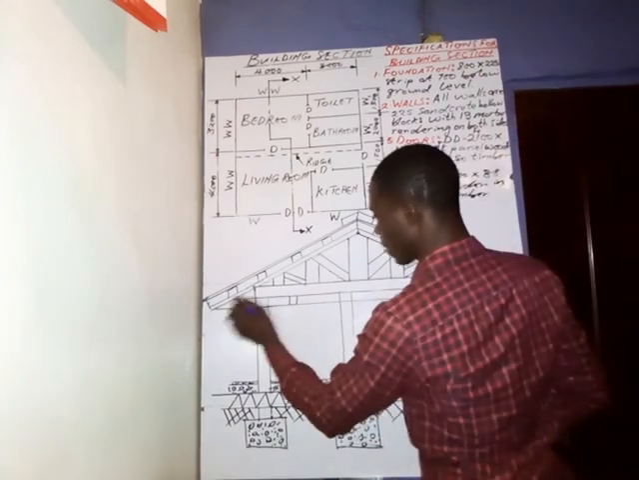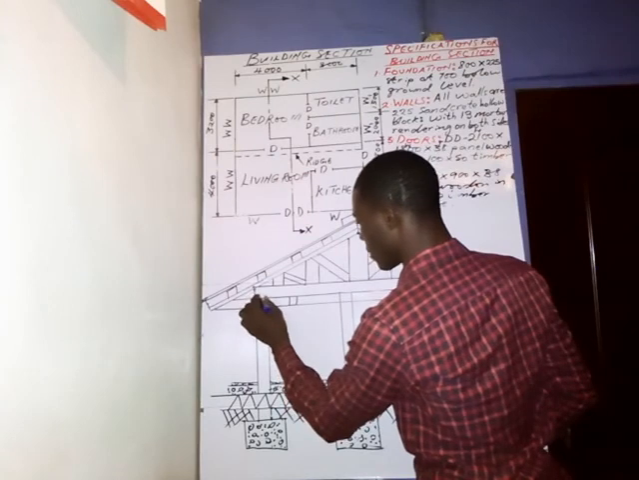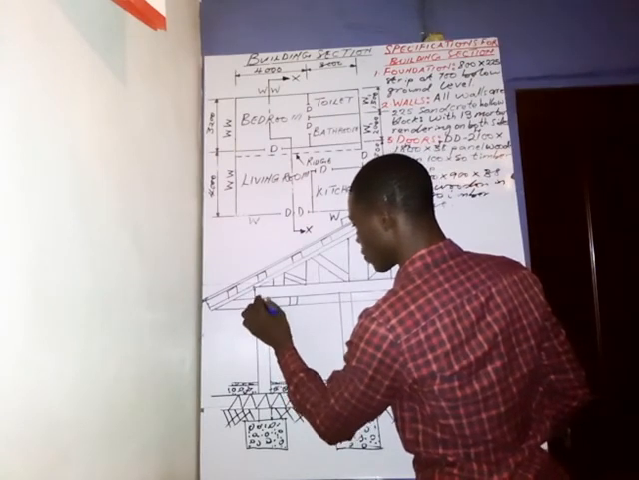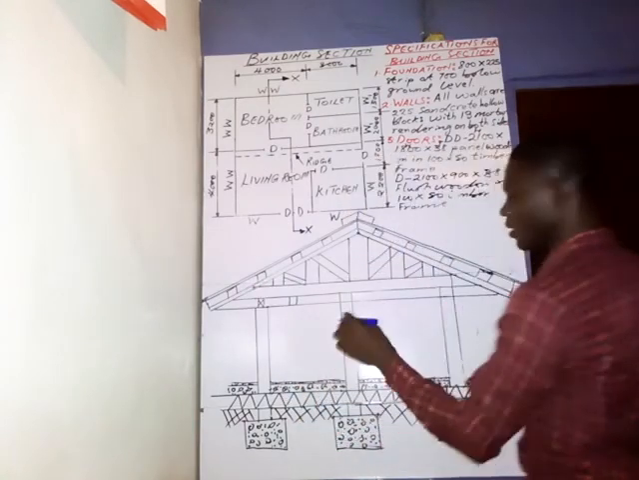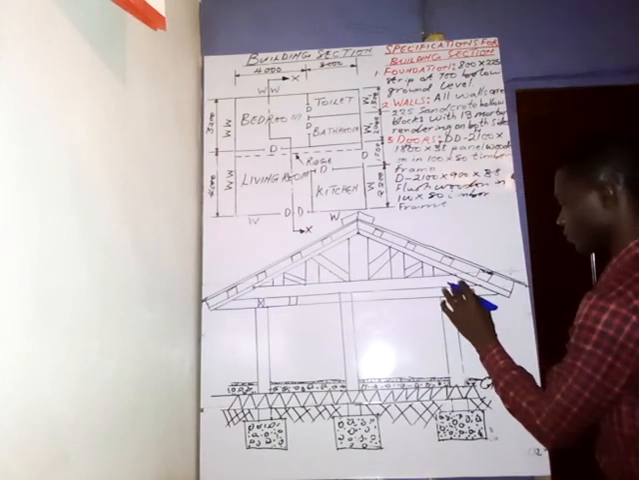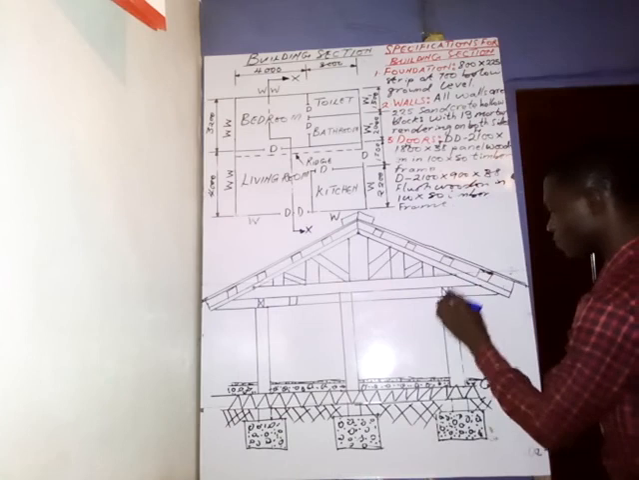Then I'm going to put the wall plate. The wall plate will be here. So this is the wall plate. This is the symbol for wall plate. Then I will also put a wall plate here. So I put the wall plate here. This is the symbol for wall plate.